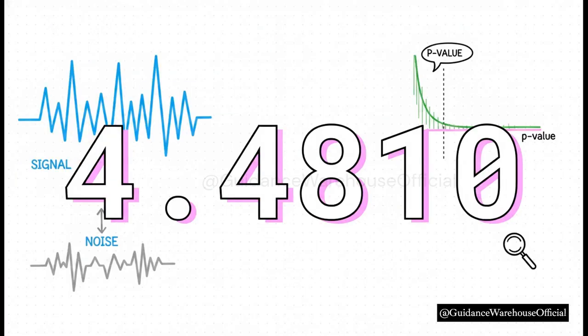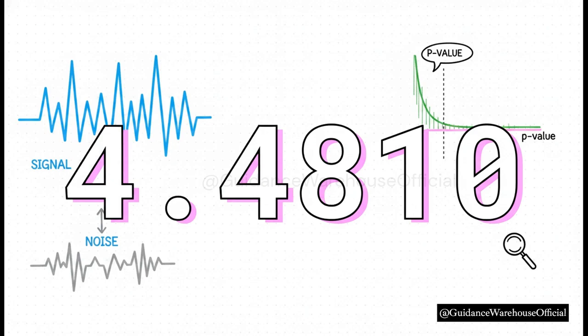When we divide 9.1 million by 2 million, we get 4.4810. And boom, that is our F statistic. Because it's significantly larger than 1, it strongly suggests our signal is overpowering our noise. But, to be absolutely mathematically certain, we can't just stop there.